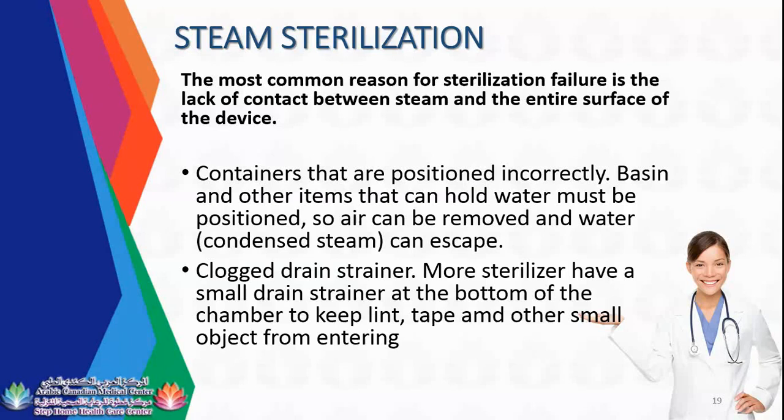Actually, guys, every instrument should be on its side, as long as you have the intended tray. I will discuss it more once you are here. Clogged drain strainer: most sterilizers have a small drain at the bottom of the chamber to keep tape and other small objects from entering. Sometimes your drain will be clogged by stickers or tape. For example, your label sticker sometimes comes off and goes directly onto the drain, so you can remove it. Sometimes, if you are using green cloth, some lint will be collected and stuck in the strainer or drainage.